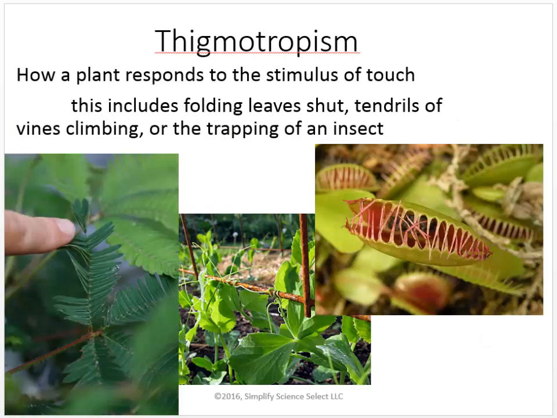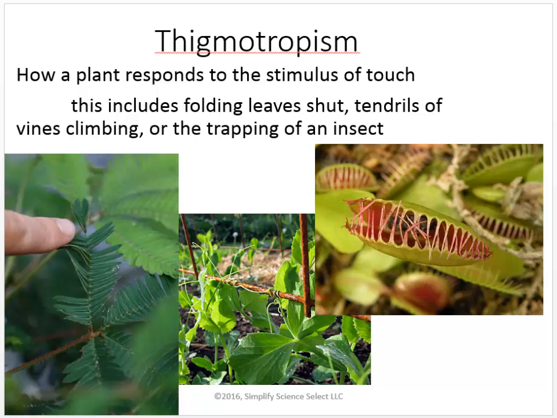Thigmotropism. Thigmo responds to touch. So this is how a plant responds to the stimulus of touch. This happens a few different ways. On the left, some plants, whenever they're touched, will fold their leaves so they look withered. That way if an herbivore or something eating them comes close and starts touching them, all the leaves fold up and look less appetizing.